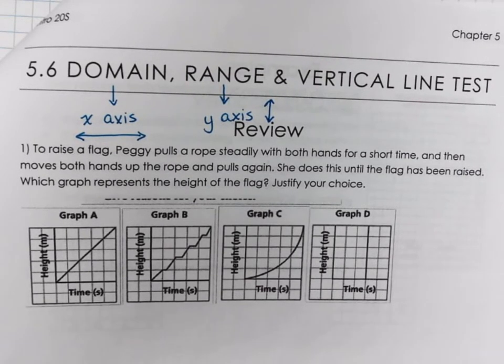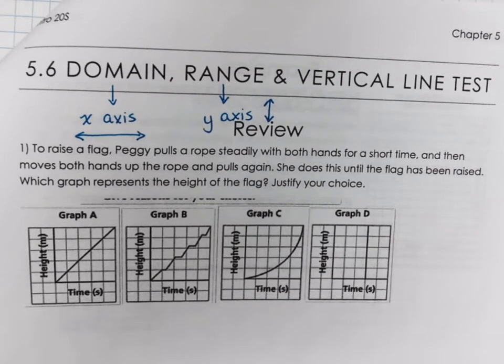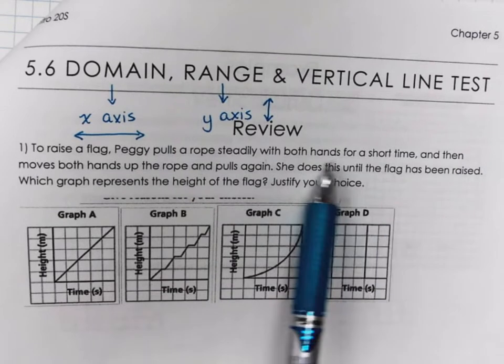So this is like taking your 5.4, where we were interpreting graphs, and putting it on a graph. Peggy pulls a rope steadily, steadily is the key word, with both hands for a short time, and then moves both hands up the rope and pulls again. She does this until the flag has been raised, which represents the height of the flag. Justify your choice. So we have 4 graphs there. Which one demonstrates this scenario right here? So which graph?